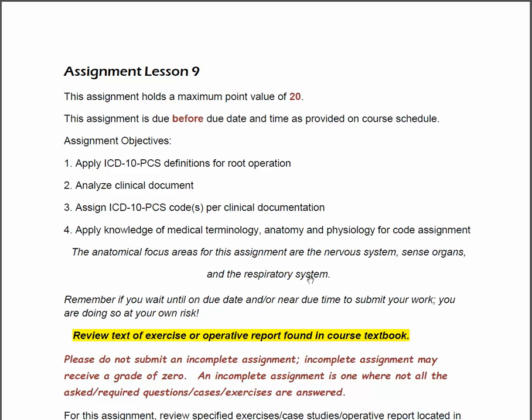So in lessons 7 and 8 of this class, you had a quiz, but you didn't have a coding assignment. So this assignment is focused on coding for those particular chapters and body areas and body systems. It's important that you are looking at, especially for the case studies as noted on this assignment, the full text in the textbook. All of these exercises are in your textbook.